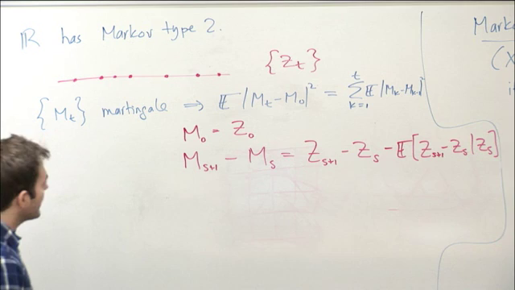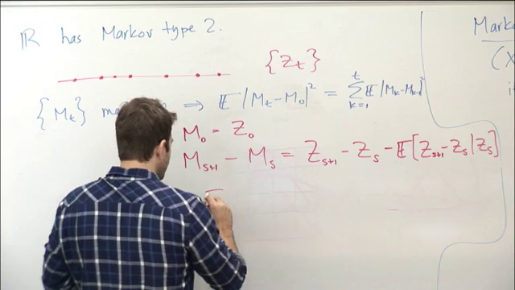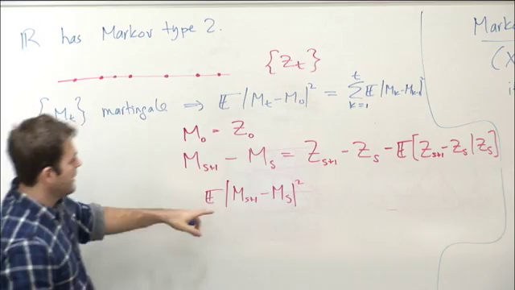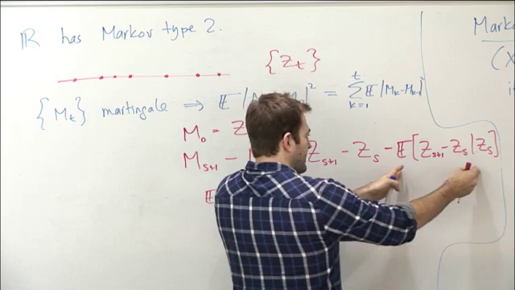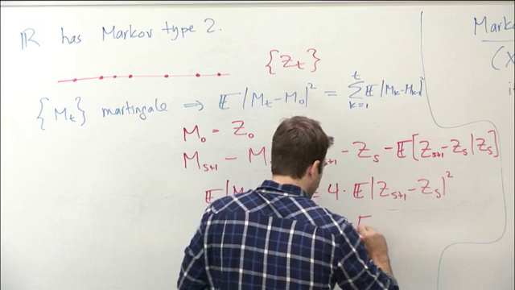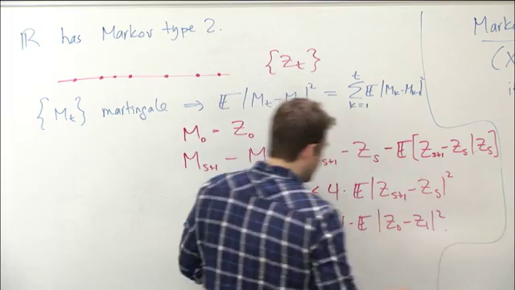There's good things and bad things. The good thing is that we can control the increments of this martingale in terms of the increments of the chain. So this squared is at most twice the expectation of this squared plus twice the expectation of this squared. And then because we're at stationarity, this is 4 times (z0 minus z1) squared. So I've given you a martingale, and at least I can bound the differences in terms of the differences of z.